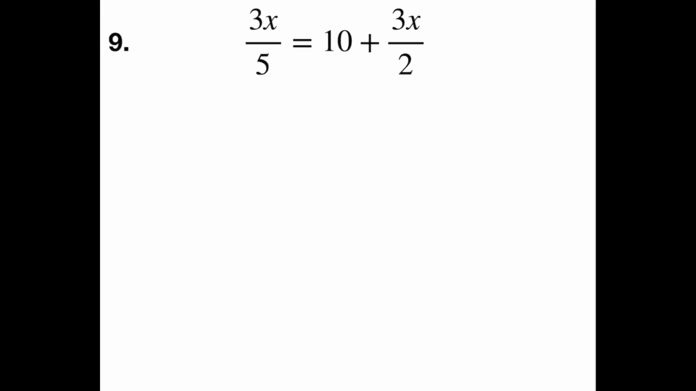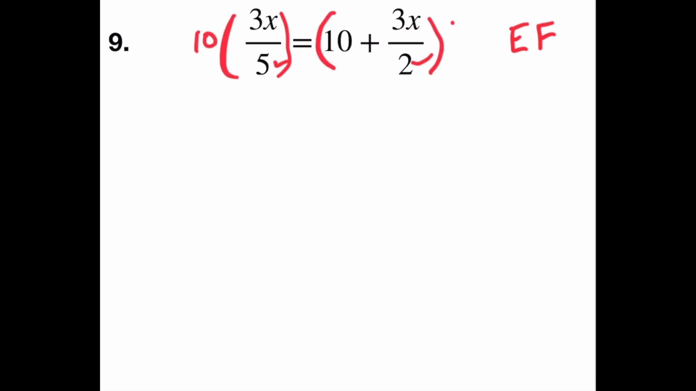Problem number 9 says 3x over 5 equals 10 plus 3x over 2. So I'm going to go through my 4-step process. Step 1, eliminate fractions by multiplying both sides by the least common denominator. I have two fractions and I have denominators of 5 and 2. So the least common denominator would be 10. That means I'm going to multiply both sides by 10.